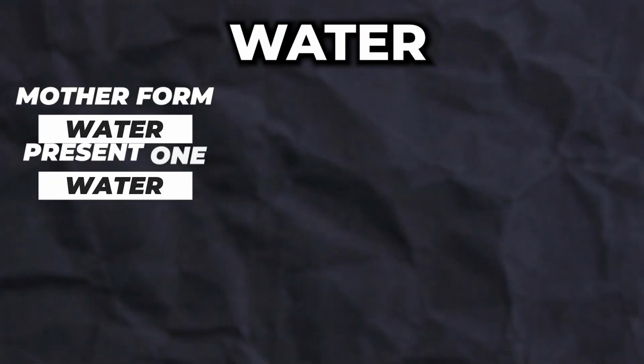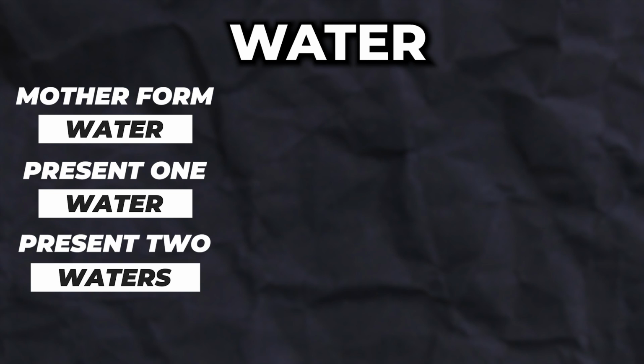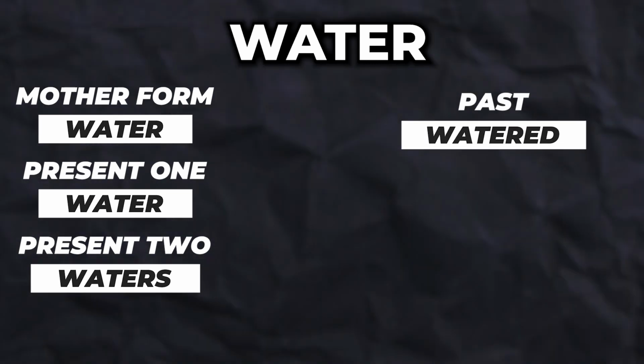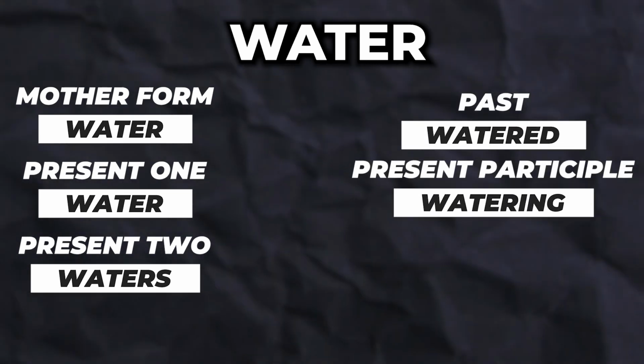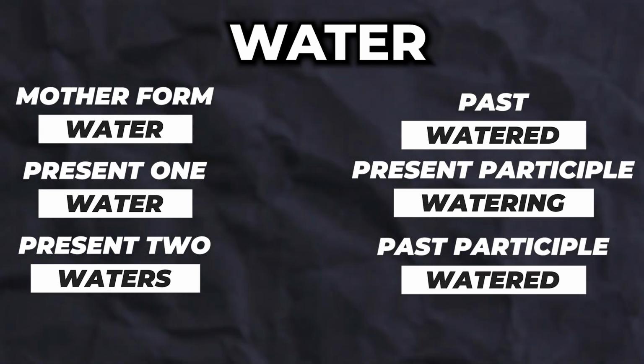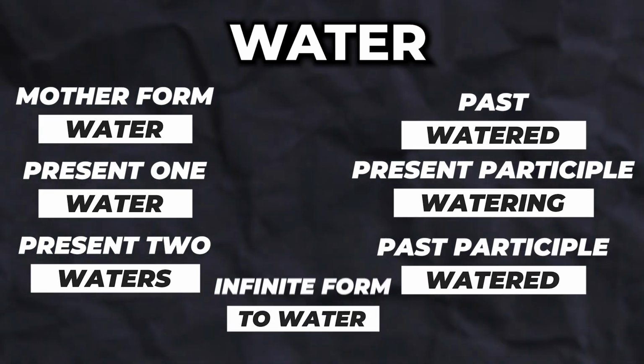Suppose I'm giving water in the garden. So what I say? I'm giving water in my garden. But why I'm using the verb give? I can use water as a verb also. मैं water को verb में भी तो use कर सकता हूँ, right? Let's go ahead. Water, mother form. Present 1, water. Present 2, waters. Past, watered. Present participle watering, past participle watered, and infinite form to water.